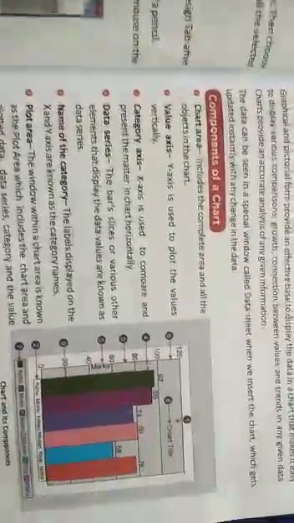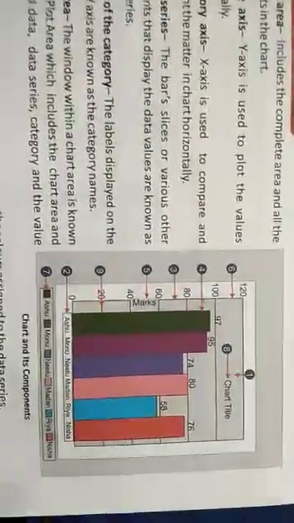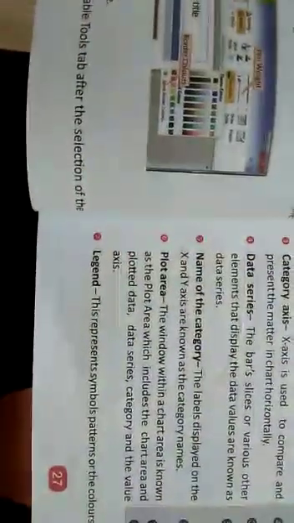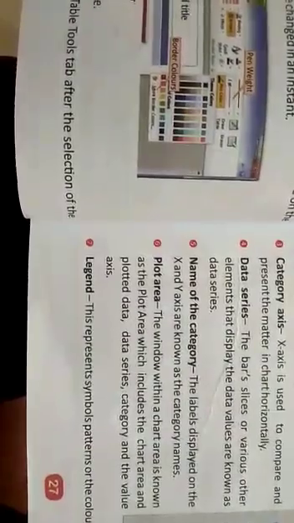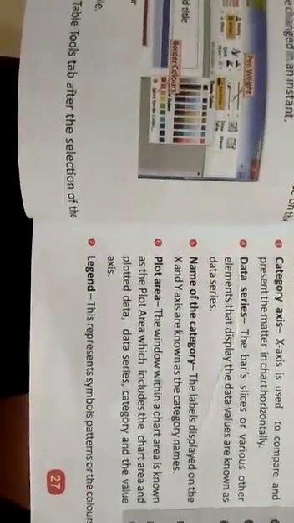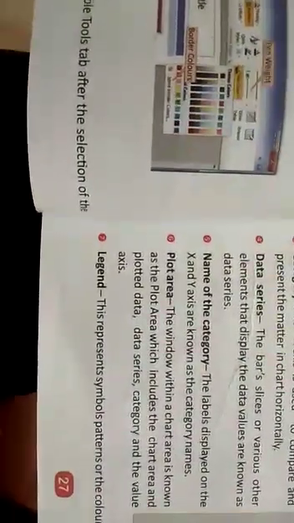Sixth is plot area. The area within the chart area is known as the plot area, which contains the plotted data, data series, category and value axis. Next is legend, number seven. This represents symbolic patterns or the colors assigned to the data series. Whatever colors you assigned are displayed here in the form of a legend.